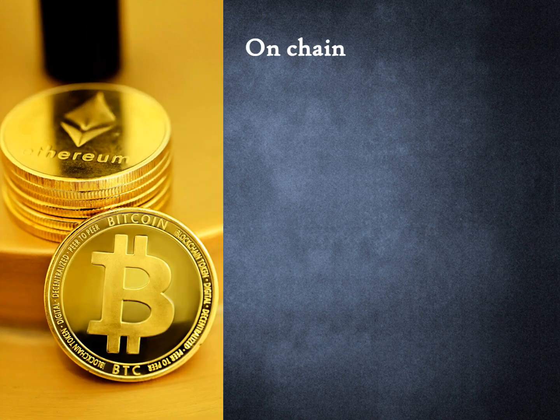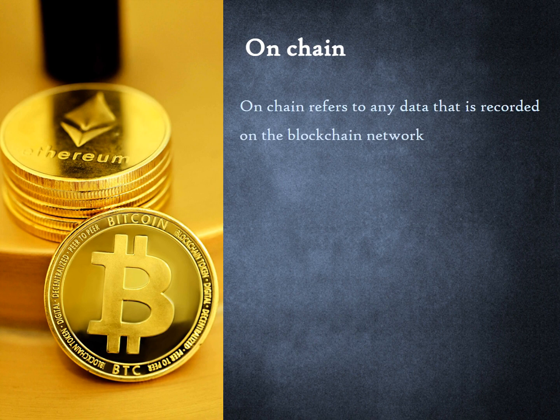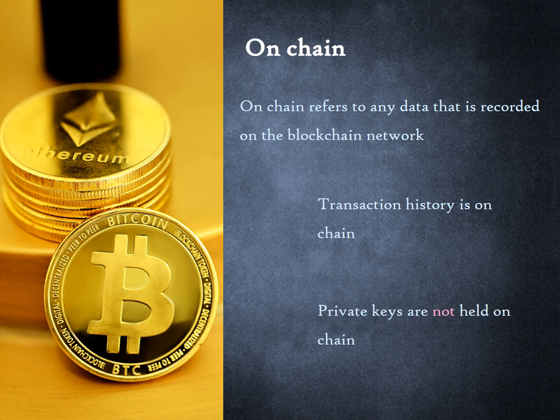Now is a good time to get familiar with a commonly used term called on-chain. On-chain refers to any data that is recorded on the blockchain network. For example, transaction history is maintained on-chain. Private key is not maintained on-chain.